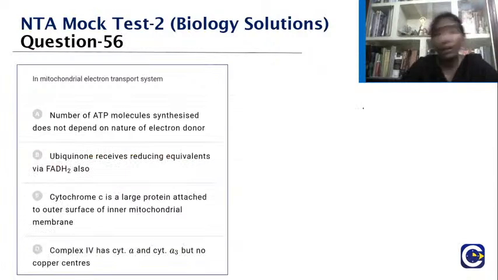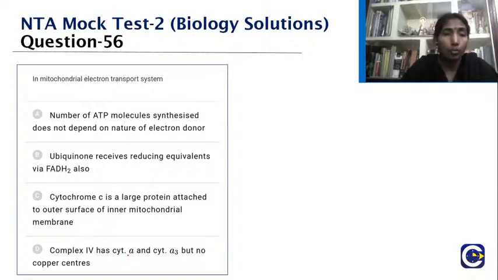In the mitochondrial electron transport system, the number of ATP molecules synthesized does not depend on the nature of the electron donor. Ubiquinone receives reducing equivalents via FADH2 also. Cytochrome C is a large protein attached to the outer surface of the inner mitochondrial membrane.